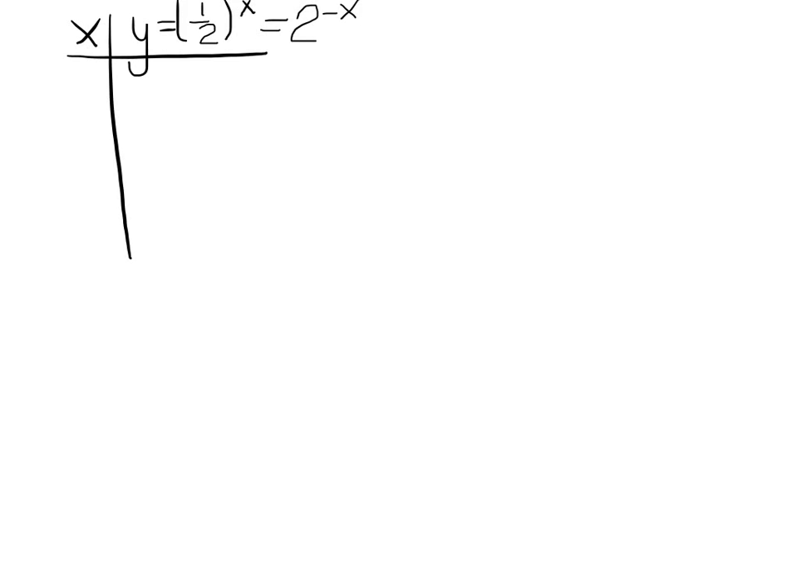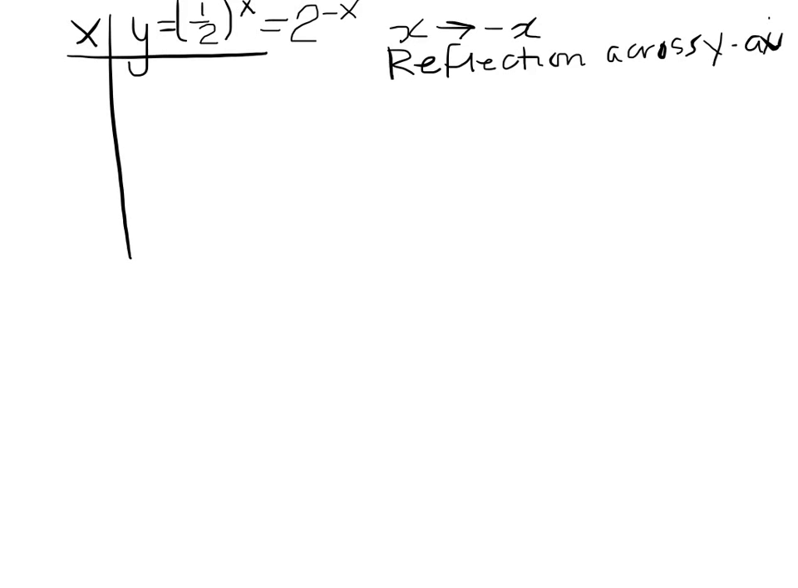And if you look at it this way, you have that same base 2, but this time it's raised to a negative x. Well, we know that when x goes to a negative x in our other graphs, that was a reflection across which axis? Do you remember? That would have been across the y-axis.